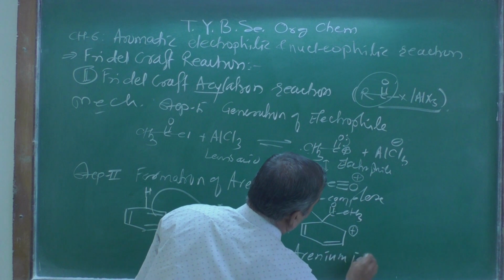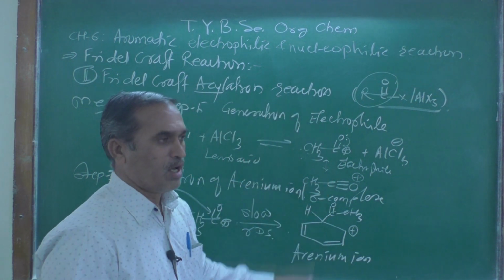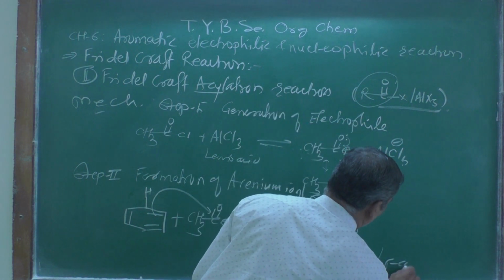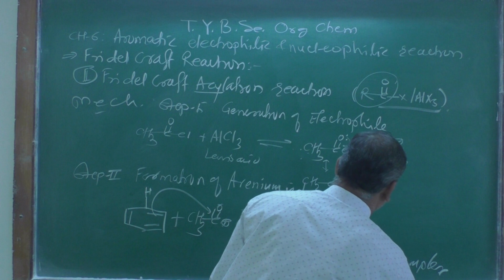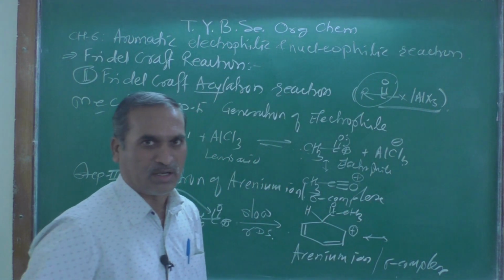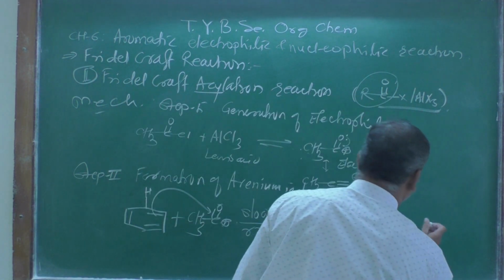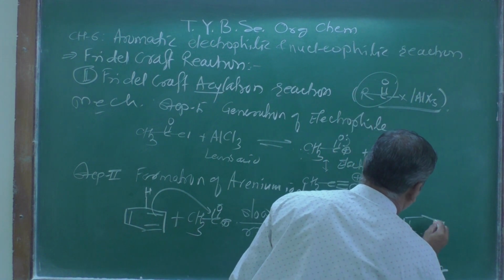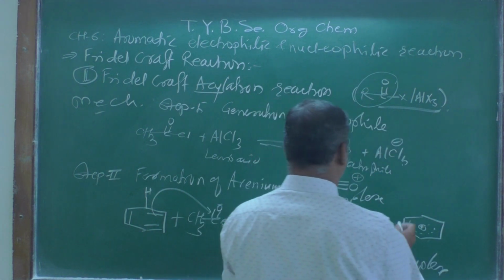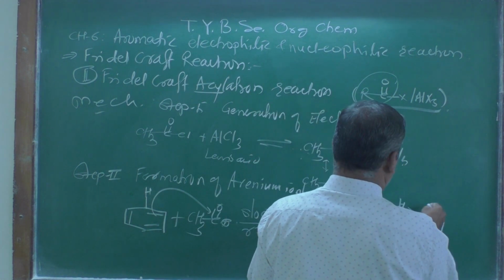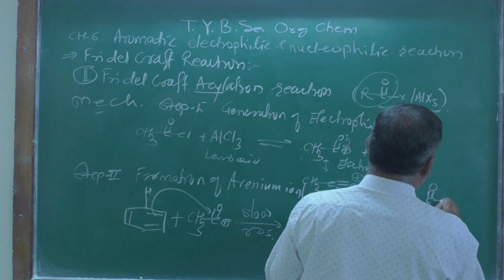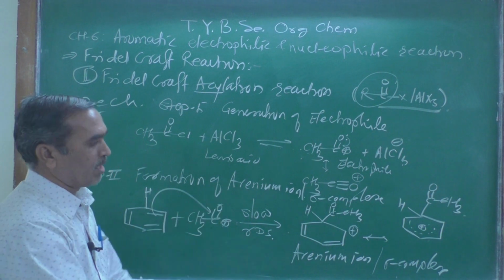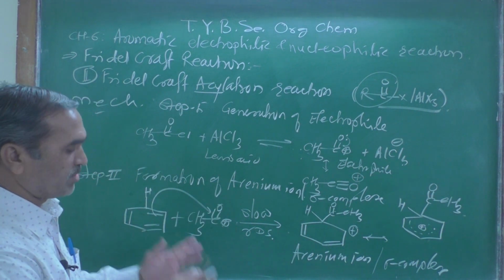This arenium ion is also what we call the sigma complex, right? And now we can represent this arenium ion in this manner also, similar to what we already saw in a previous example. The positive charge you can put as it is. Here is a hydrogen atom, and here you can write C double bond O and CH3. So this is the sigma complex formation taking place.